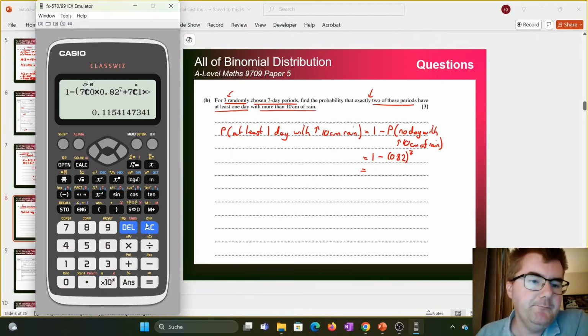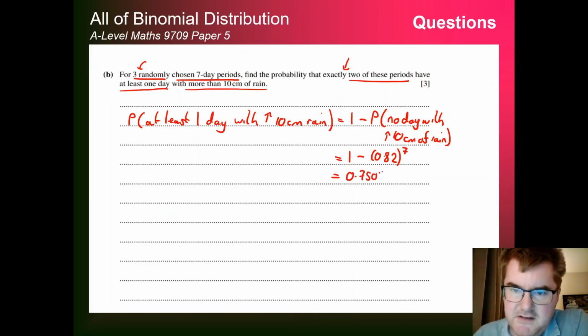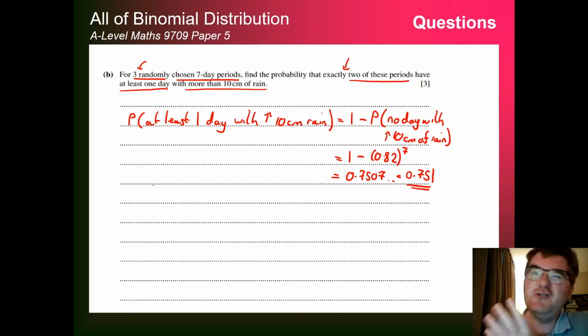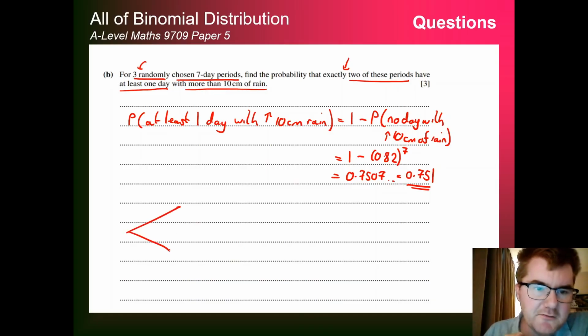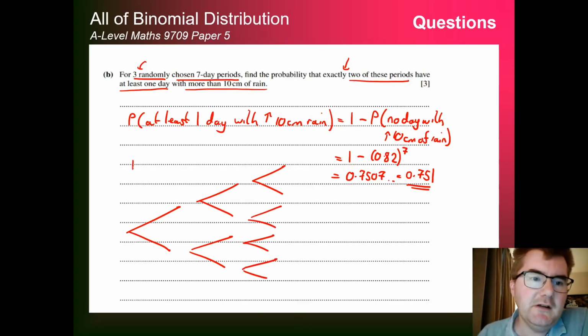So if we work this out, 1 minus 0.82 to the power of 7 gives us 0.7507, which is approximately 0.751. Okay, so that tells us the probability of at least one day with more than 10 centimeters of rain is 0.751. And now think about this like a tree diagram. If you ever get stuck, tree diagrams are usually quite useful. I'm not going to do the entire thing out here, but just to give you a view of what's going on, and you don't need to do this in the exam. Imagine we've got day 1, day 2, and day 3.